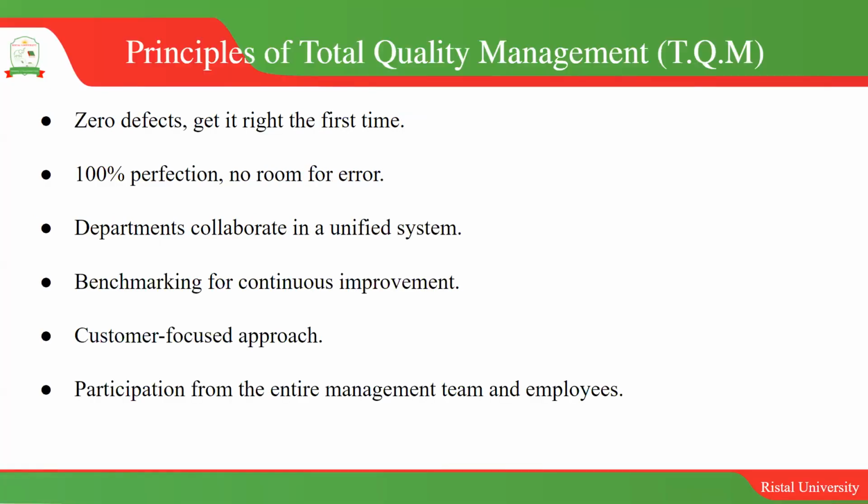So what are the principles? Make sure that you don't have products with errors. So zero defects. That's what you're aiming at. You don't want errors. You want 100% perfection. You need to work with the different departments in a collaborative manner, continuously learn, and apply quality improvement measures. Make sure that you continuously learn and adapt.